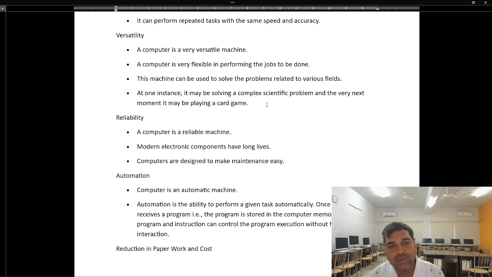This machine can be used to solve problems related to various fields. Computers can solve a complex scientific problem and in the very next moment start playing a card game.